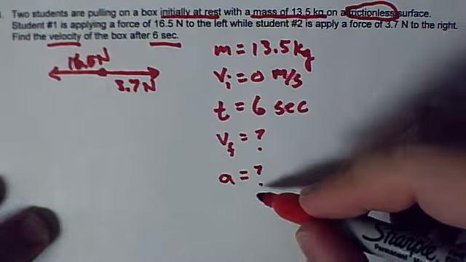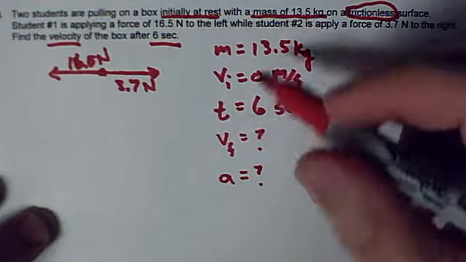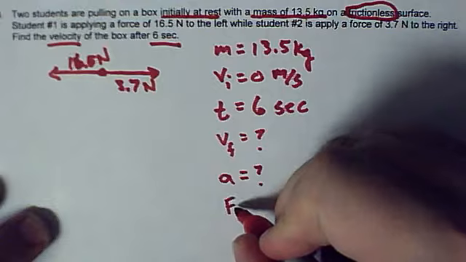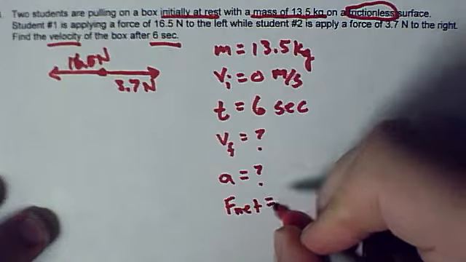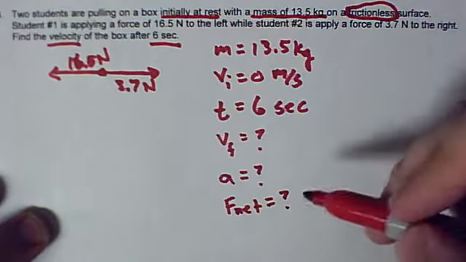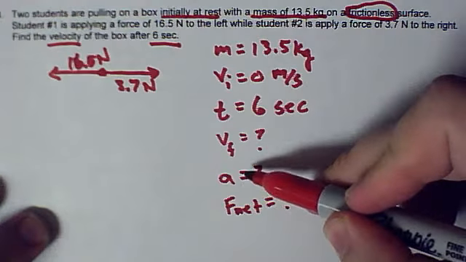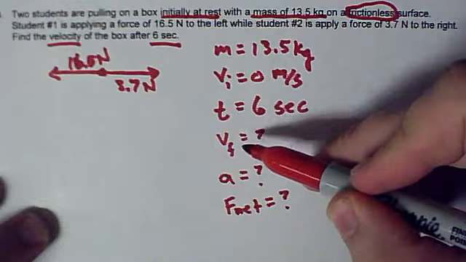Well, we don't know the acceleration, so in order to find the acceleration, we're given the mass and we're given forces. So we need to find the net force. So we're going to have to work backwards. We find the net force to find the acceleration, then we use the acceleration to find the final velocity.